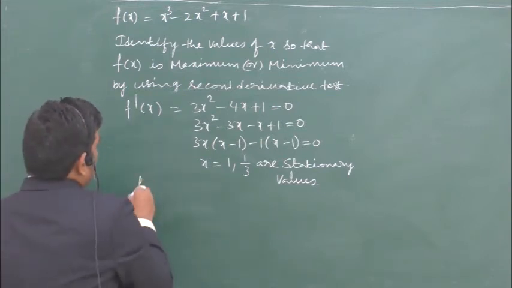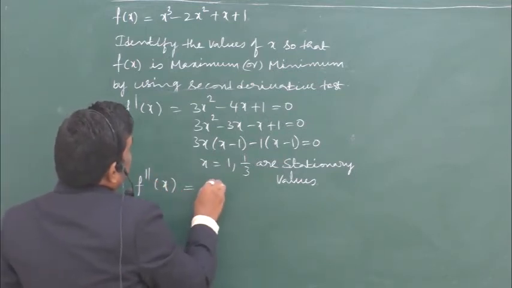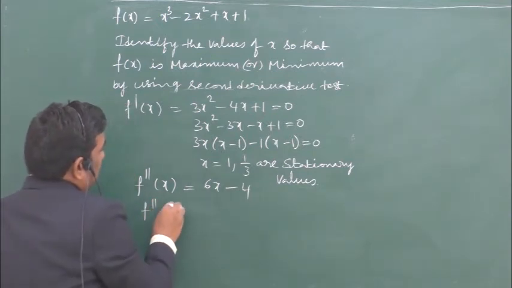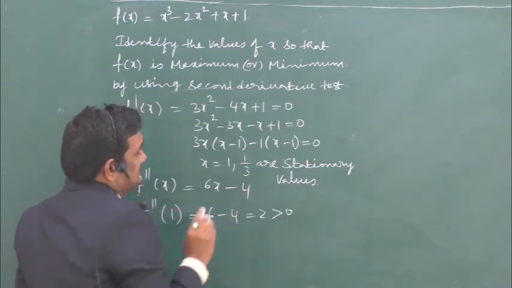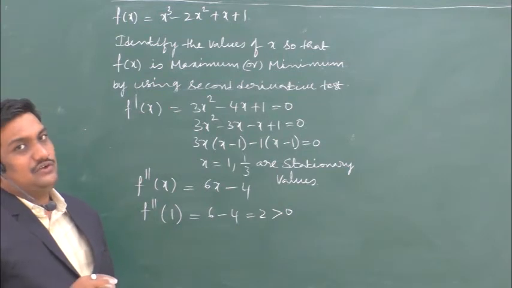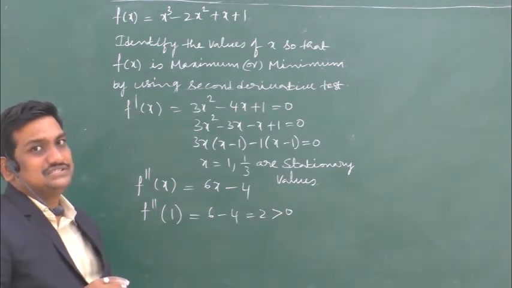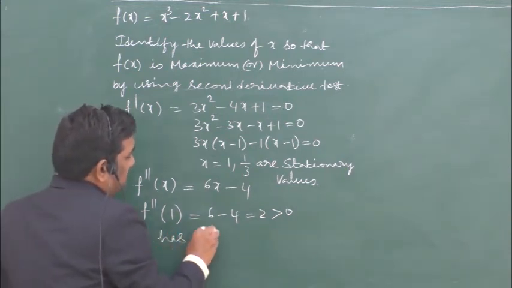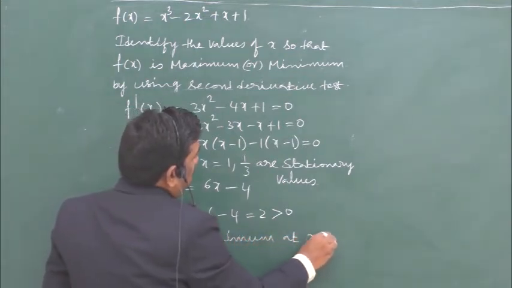Now consider the second derivative. It is 6x minus 4. Now evaluate the second derivative at 1. It is 6 minus 4, it is 2, positive. So the second derivative is positive at x equals to 1. Since the second derivative value is positive, you can say that the function has a minimum at x equals to 1.